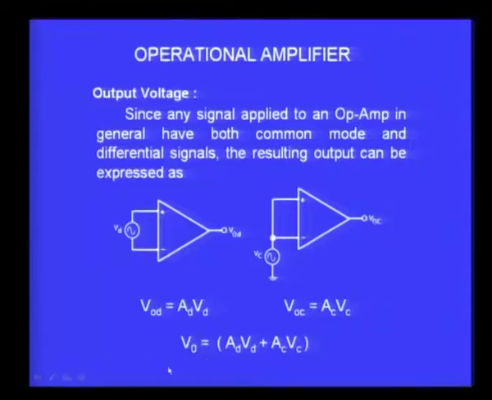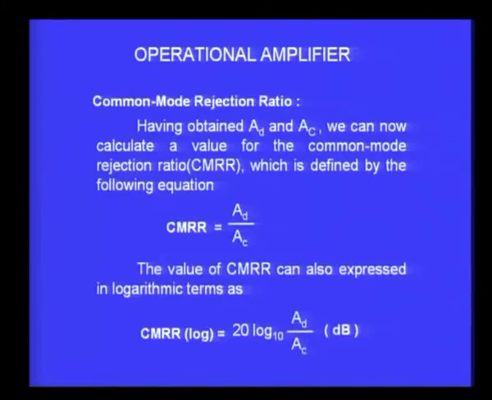So, V output in principle is the combination of Ad into Vd, where Vd is the differential voltage, and Ac into Vc, where Vc is the common mode voltage, and Ad and Ac are the differential and common mode gains. So, this is a general expression for the output of a differential amplifier. Okay, having explained all these things, it is very easy to define now the common mode rejection ratio, which is actually defined by the differential voltage gain divided by the common mode voltage gain.